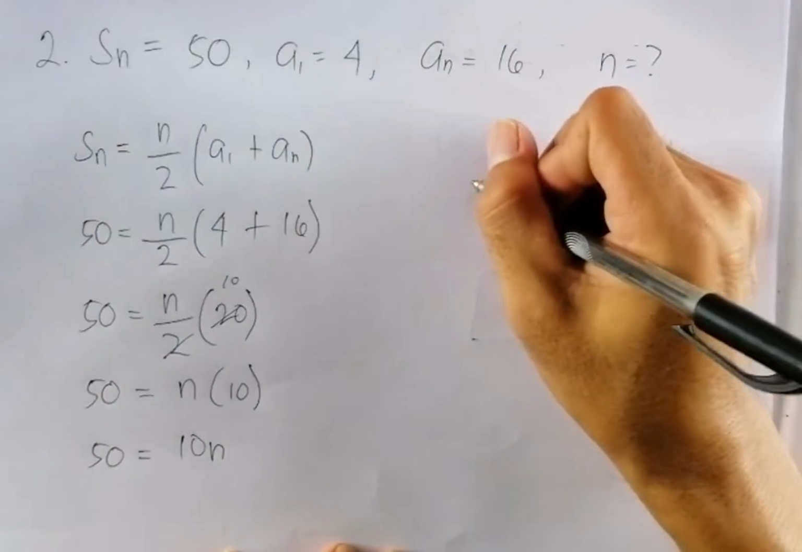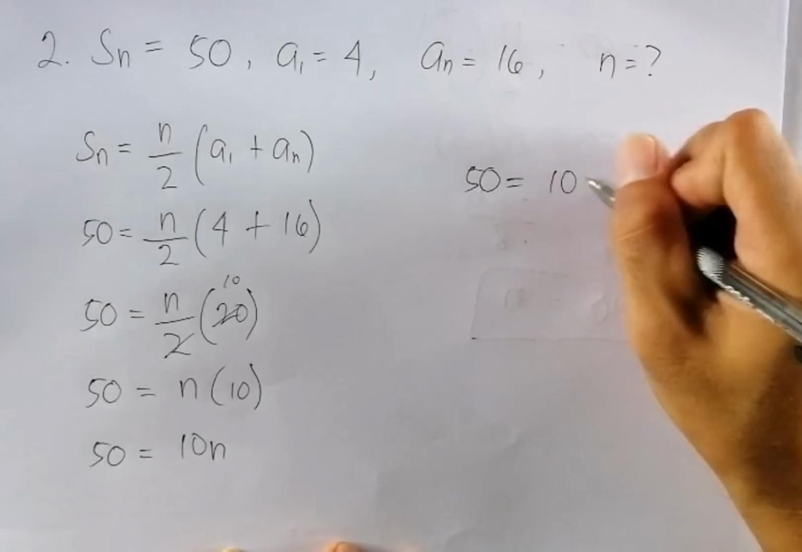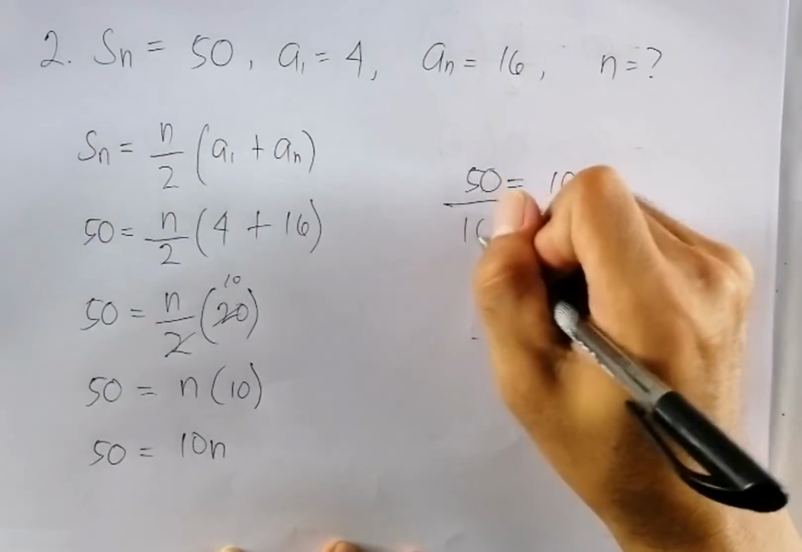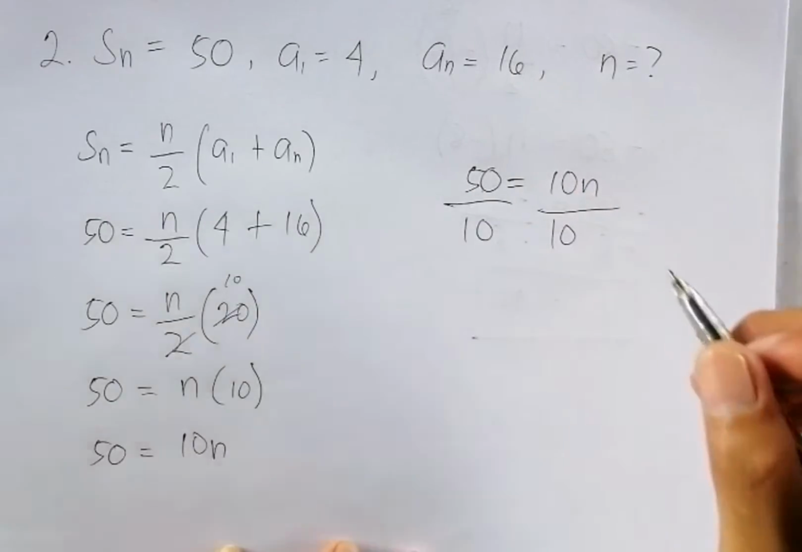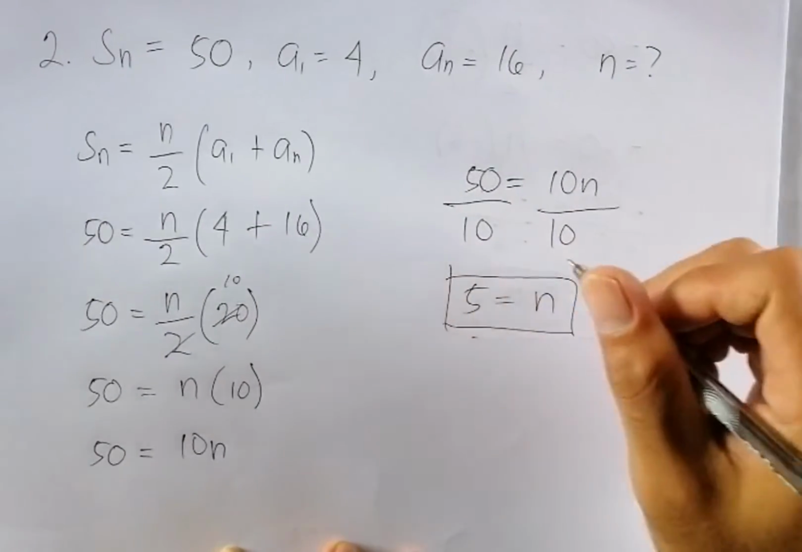Then to eliminate 10, we have to divide by 10 on both sides of the equation, so we have 5. n is equal to 5.